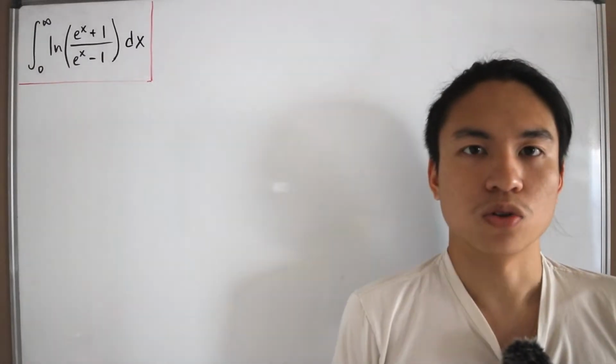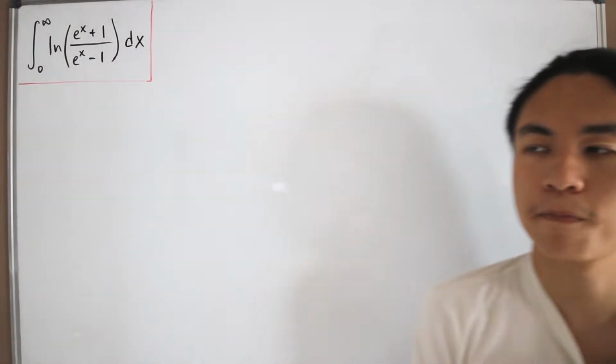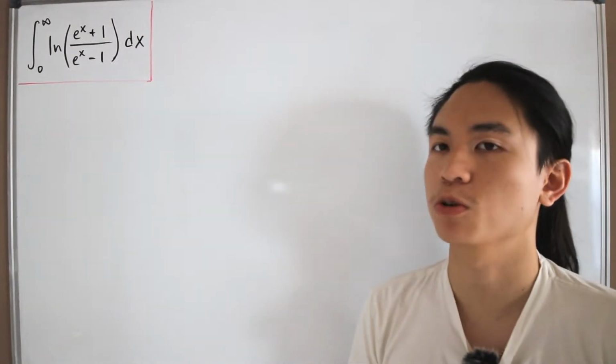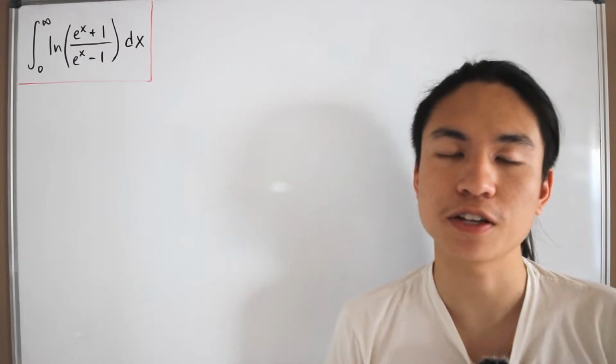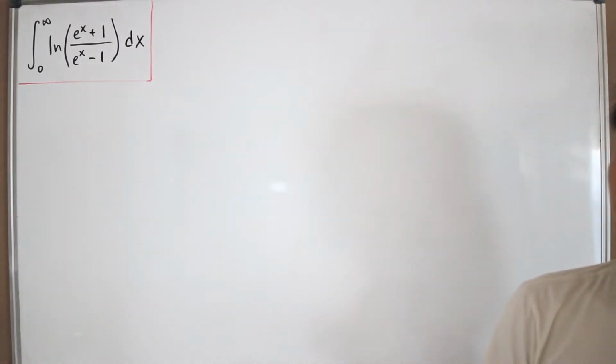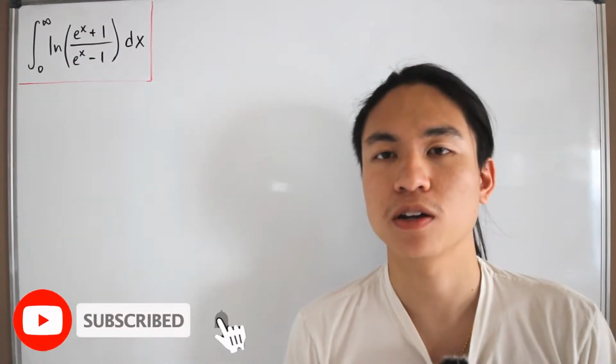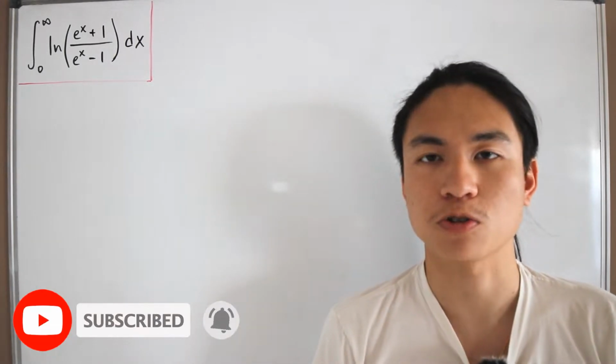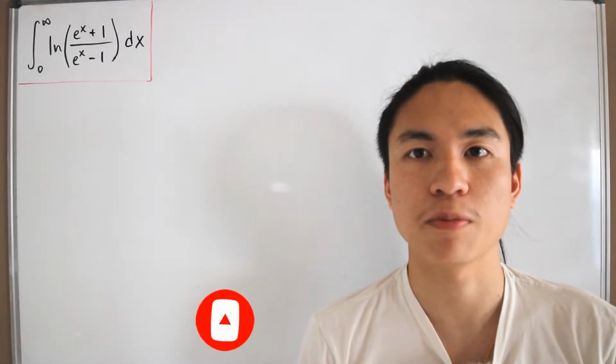Okay, so welcome back to another video. So here we have an improper integral from 0 to infinity of the natural log of (e^x + 1) divided by (e^x − 1). So yet we have another natural log slash exponential function hybrid integrand.